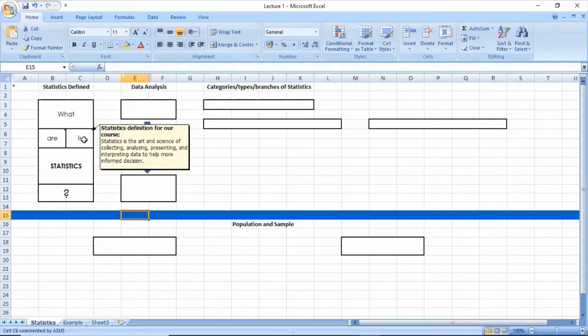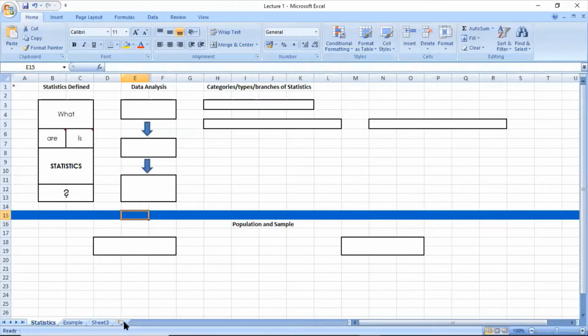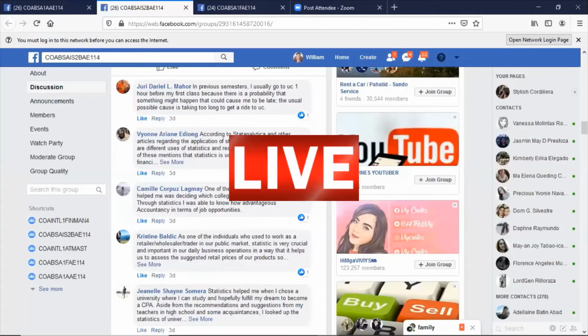Well, you have probably realized the meaning of this definition when you were answering one of those first activities that I've given you, where I asked you to tell me a story about how once in your life you have used statistics in making decisions. So let's go ahead and take a look at some of your classmates' responses on this activity.